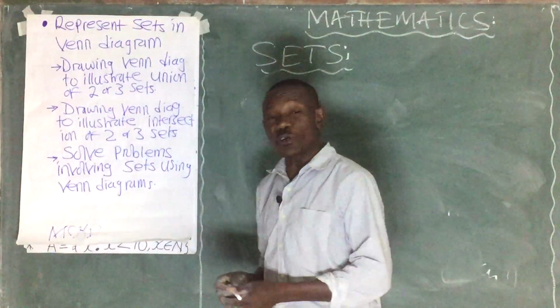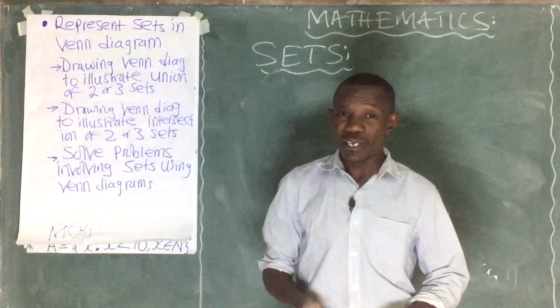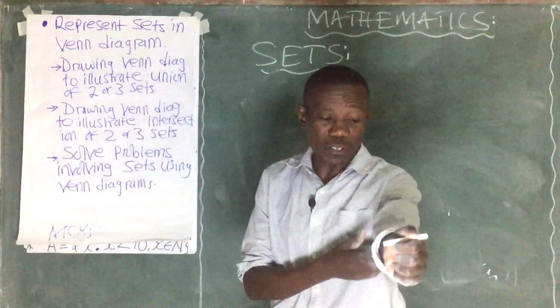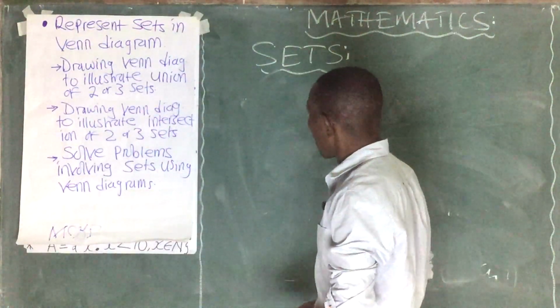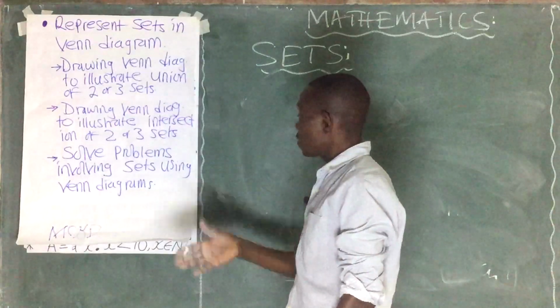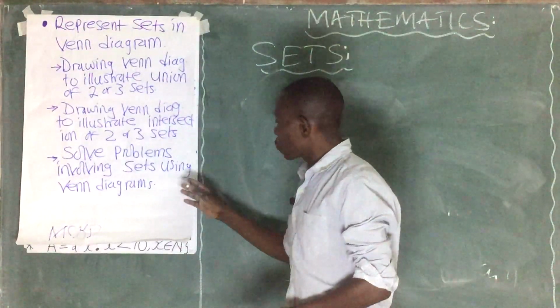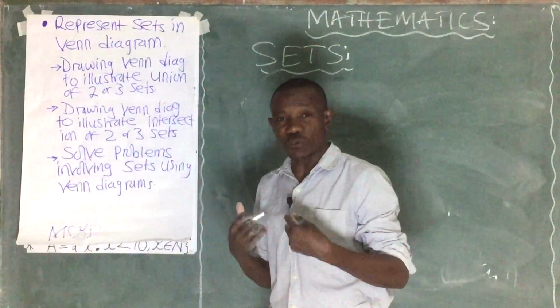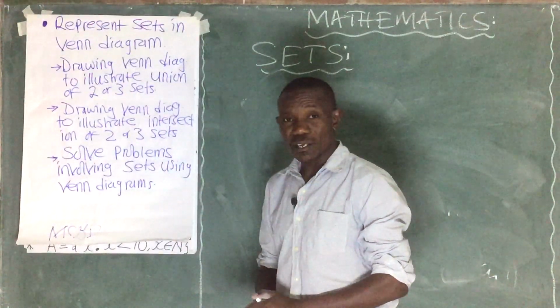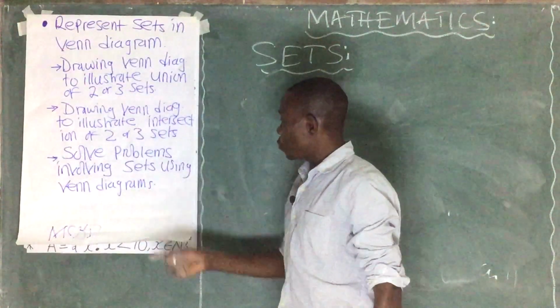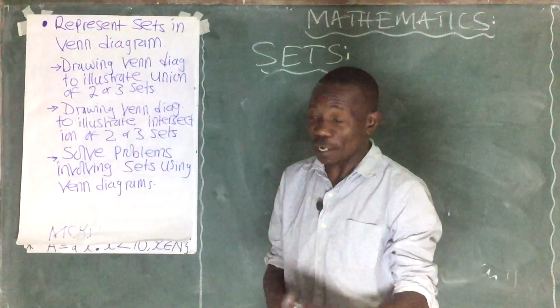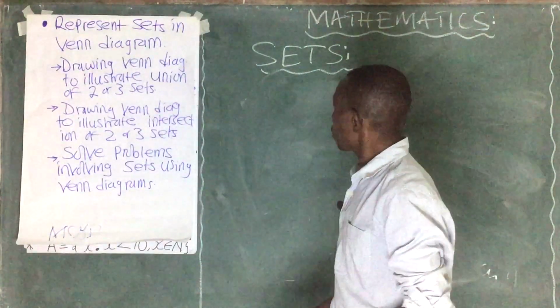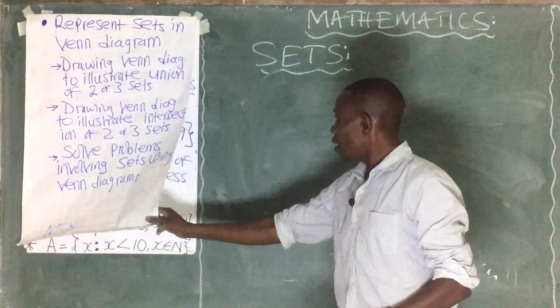And lastly, we're going to be exposed to real life problems. These are word problems where we need you to apply all the skills that we'll discuss here in sets, so that you are able to solve problems in real life situations. How to solve that? We'll use Venn diagrams. So this is what we'll have.